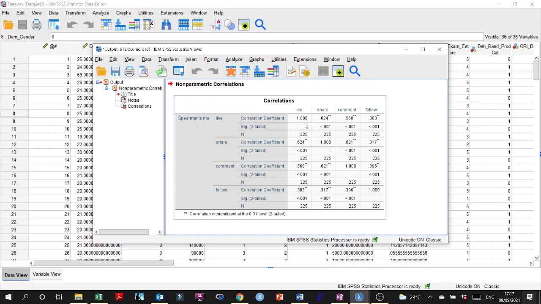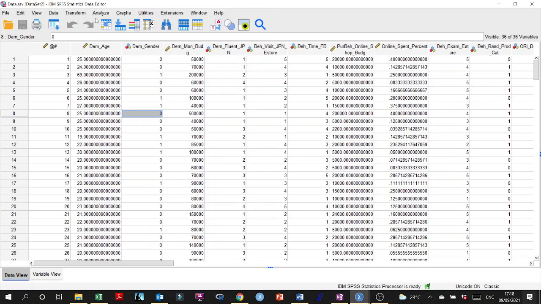So over here, I can see the correlation coefficients. It's the Spearman's rho coefficient. It's above 0.3 here, 0.5, 0.6, and 1. So they are somehow correlated to one another. And let's do it again.